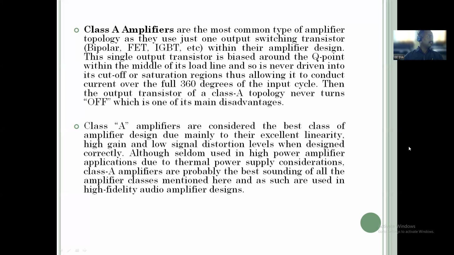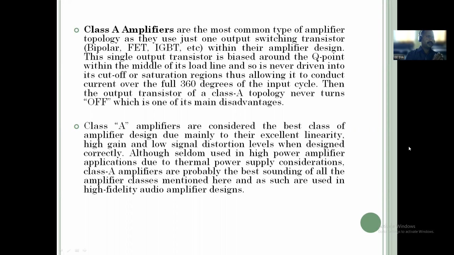That is the biggest advantage of this type of configuration, and the reason behind it is that it has less gain or less efficiency, right? See, class A amplifiers are considered the best class of amplifier design mainly due to their excellent linearity. What does that indicate? Linearity indicates that whatever input is applied should come out as it is.